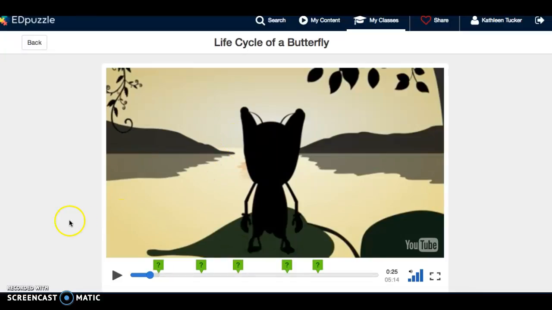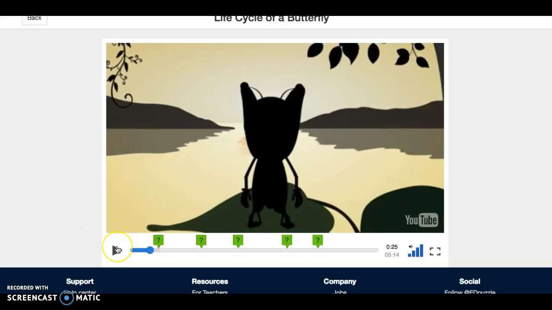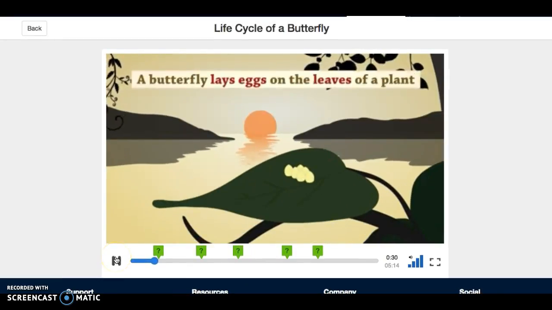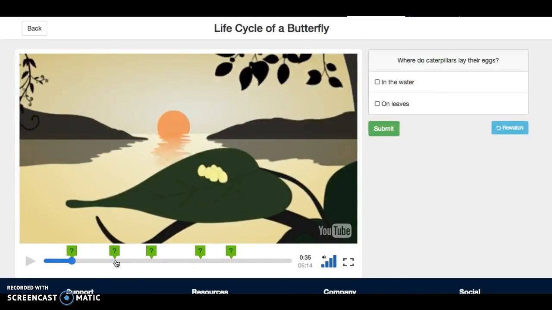So this is my Edpuzzle. I'll just show I have a few questions throughout and they can't skip ahead without watching. A butterfly lays eggs on the leaves of a plant. So my questions are very simple, basic, not too many choices. I don't want to overwhelm them because using technology is brand new and I know it can be a little challenging, and even having questions in general independently are a little more difficult and challenging. So I tried to keep the questions simple, and there are several more like that throughout.